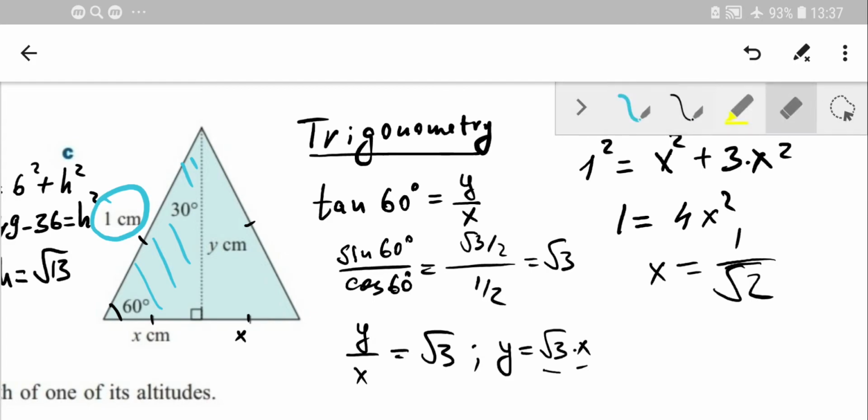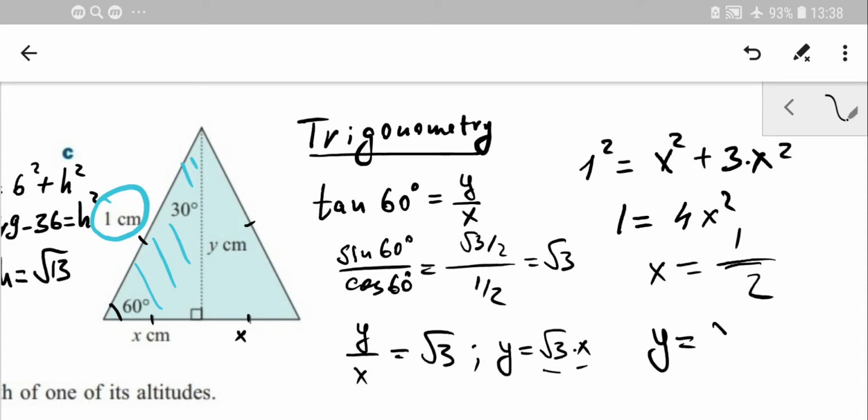Oh, sorry. Yeah, my bad. Actually, you've got 1 over 4 and just simply 1 over 2. Yeah, we don't need to calculate actually. Okay, so what about y? We'll get square root of 3 times 1 over 2, so we'll get square root of 3 over 2. Okay, so in this case, we apply trigonometry.